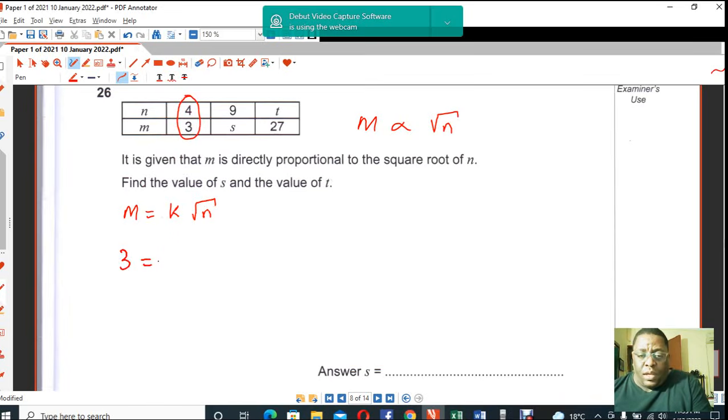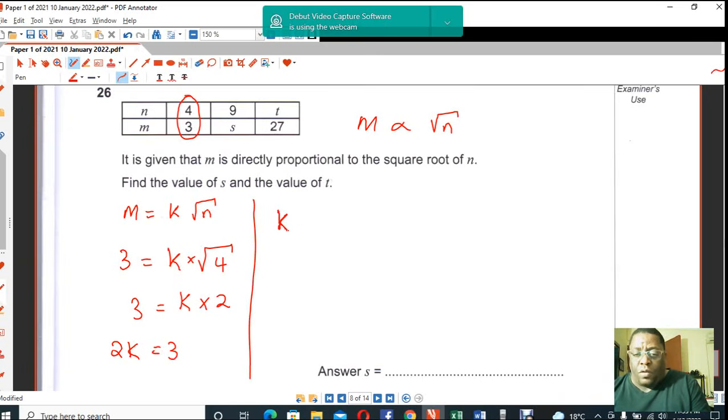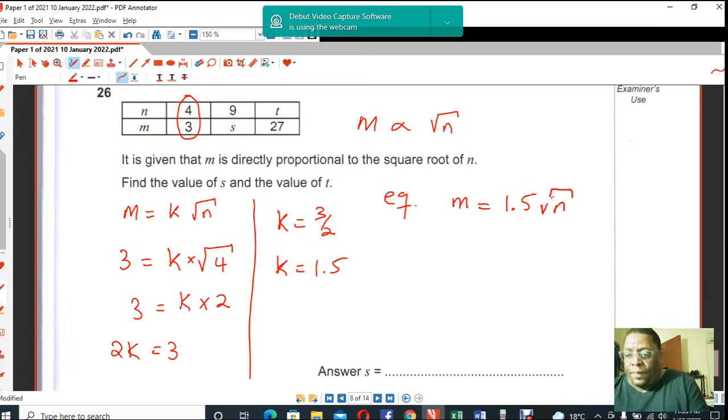So, when m is 3, the square root, this is multiplication, of 4. Once you work this out, it's k times 2, which is 3. This gives you 2k is equal to 3. So from this, we can actually calculate the value of k. K is nothing but 3 over 2, or k is 1.5. So our equation is going to be m equals 1.5 times the square root of n. But m and n will be changed here.